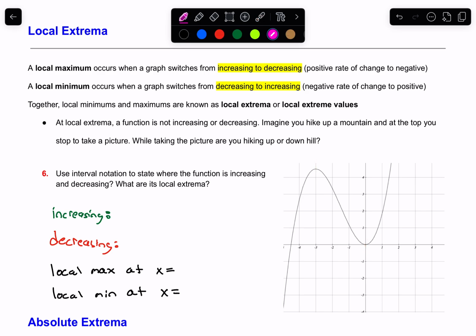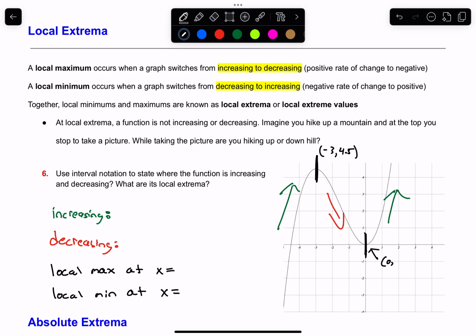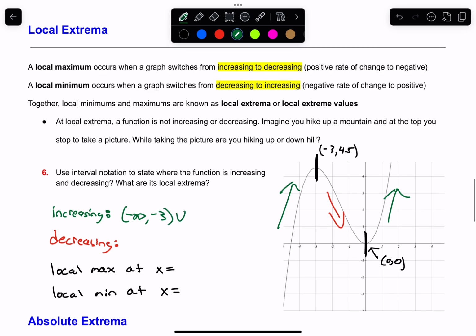So if we want to say where this graph is increasing, decreasing, it goes up, and then it goes down, and then it goes up again. So up, down, up. If we write those as intervals, it's going up from negative infinity all the way to this point, which is -3, comma, approximately 4.5. And this other point down here is 0, 0. So it is going up from negative infinity all the way to x equals -3. And then it's going up again from 0 to infinity on the right side of the graph.